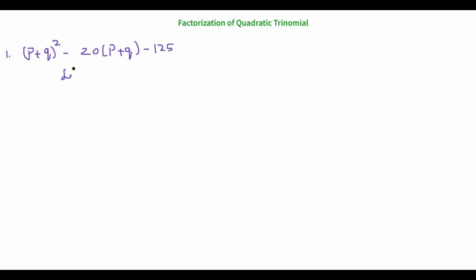So the first step is let p plus q equals x. So instead of p plus q, we are going to put x. So now let's form the equation. The equation would become x square minus 20x minus 125. Now we got our regular equation. Now it is easy to solve.